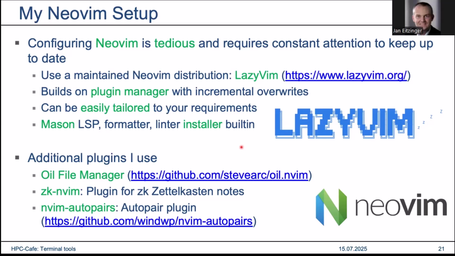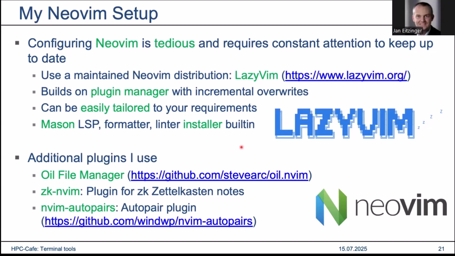It also has a Mason package manager. What is Mason? That's basically a package manager for LSPs, formatters, and linters. Often your distribution only has very outdated versions. And similar to VS Code, Mason will manage, update, and install all those programs, build them, and so on. Unfortunately, it doesn't work on BSD, but it works on Linux and macOS.